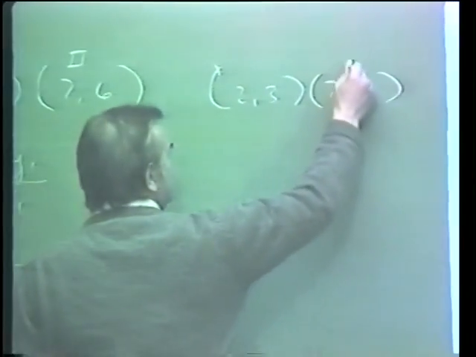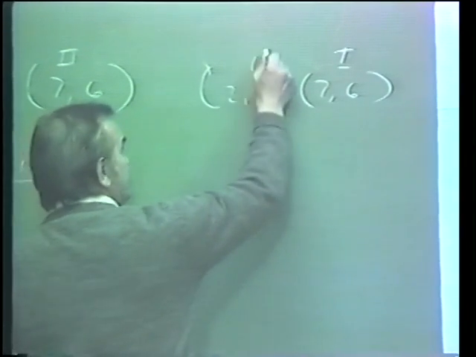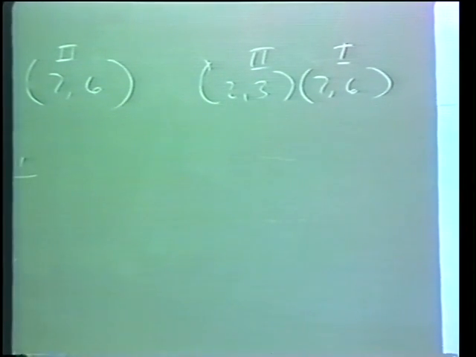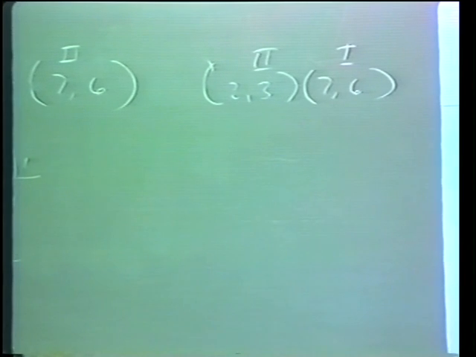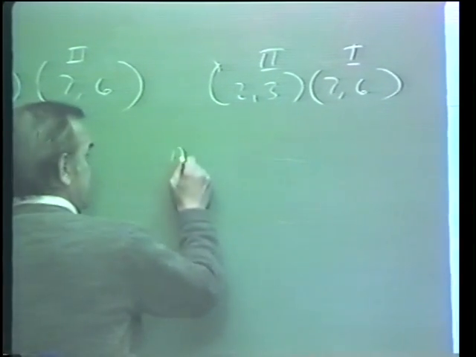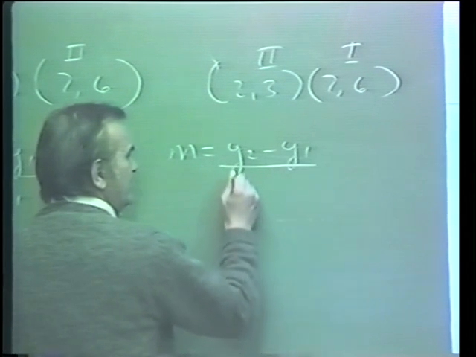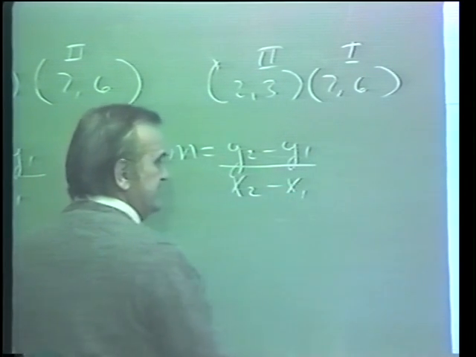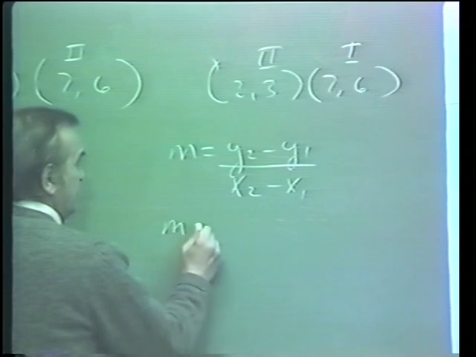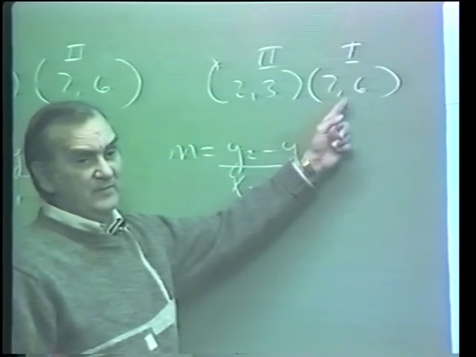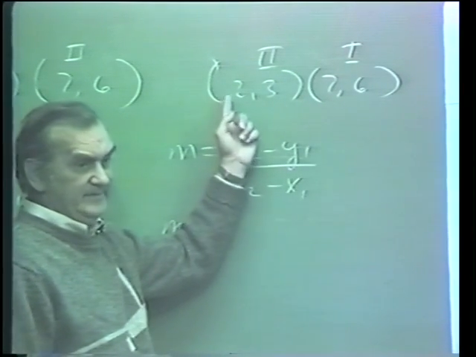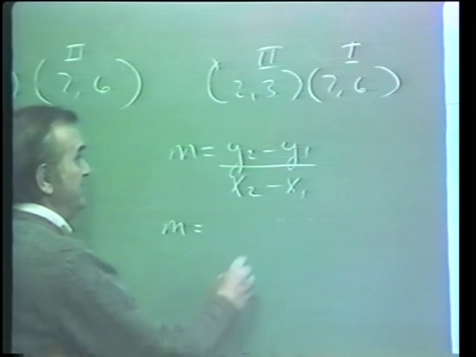And this time, let's call this point 1 and this point 2. And let's see if we get the same slope or a different slope. Well, slope is equal to y2 minus y1 over x2 minus x1. Now notice here, this is x1, y1, this is x2, y2. We plug them in.